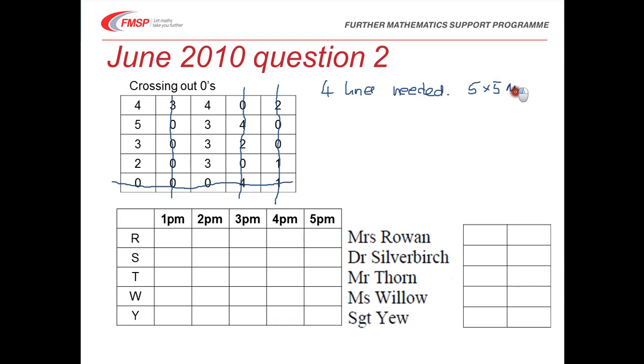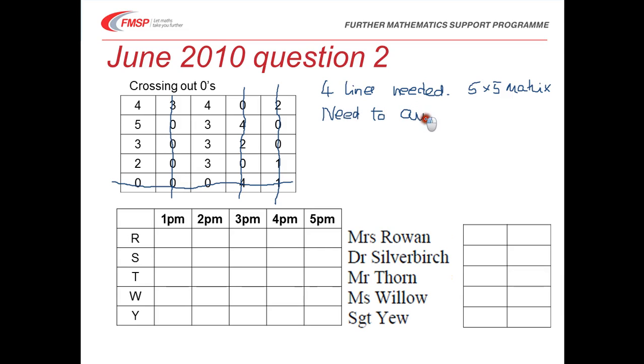So the Hungarian algorithm tells us that we have not got an optimal solution yet, because we need 5 lines in order for it to be optimal. So we need to augment.